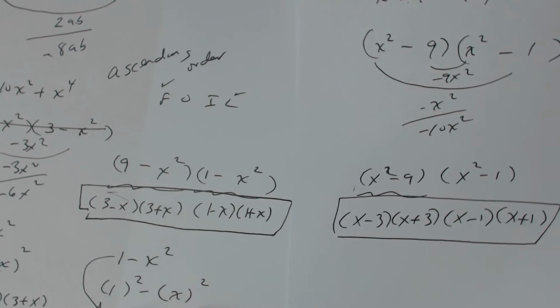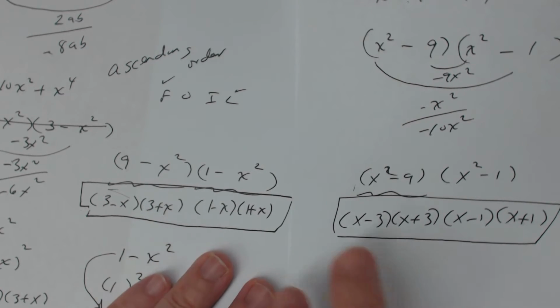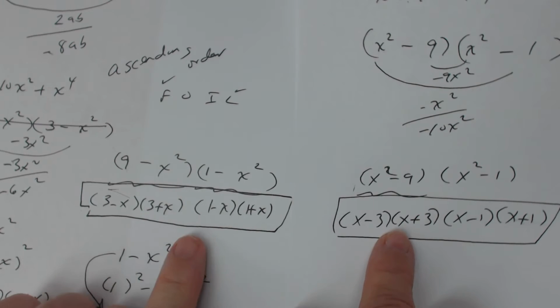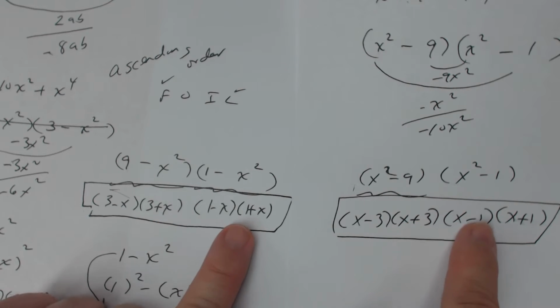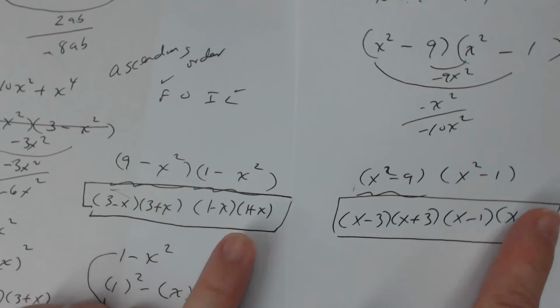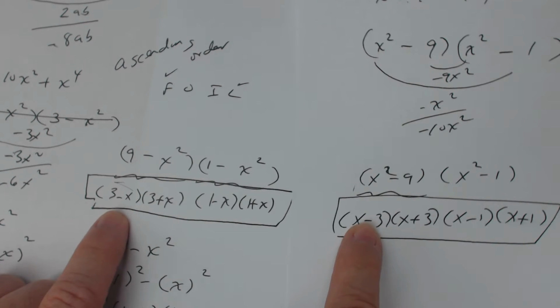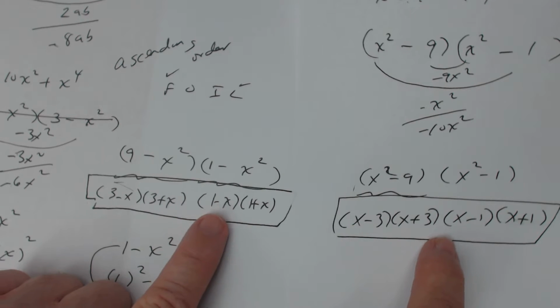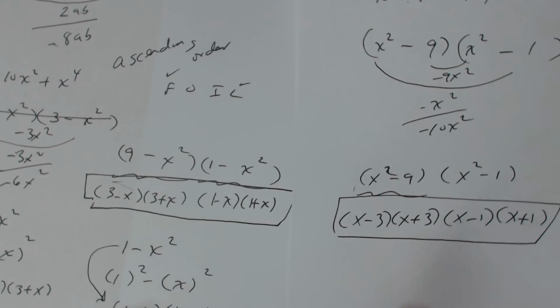Now I just want to kind of explain to you how this and this are the same thing. You'll notice that x plus 3 and the 3 plus x are the same, right? Because addition is commutative. And this 1 plus x is the same as x plus 1. But 3 minus x is not the same as x minus 3. They're opposites. And the same thing here. 1 minus x is not the same as x minus 1. They're opposites.